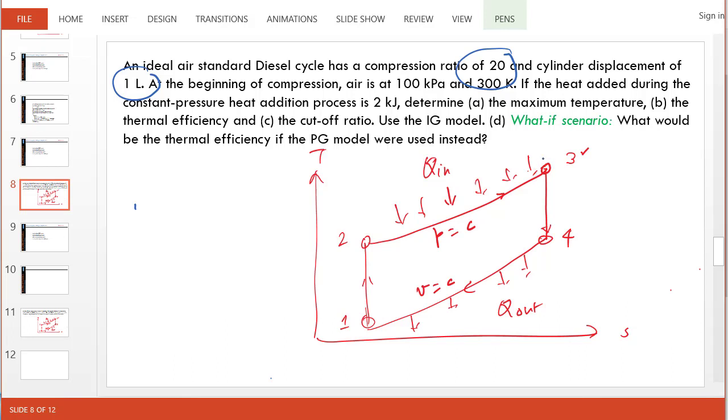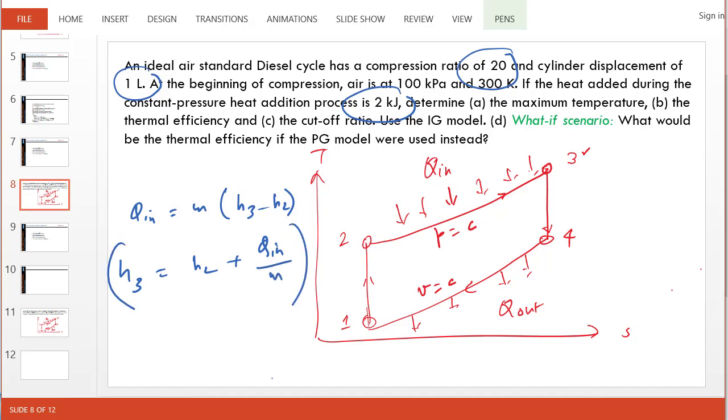So to find state 3, which is at the same pressure as state 2, we need one more condition that comes from the heat addition. Q in is given to us, so we can use the energy equation. Q in is m times (H3 minus H2), and so that will give us an equation for H3 as H2 plus Q in over m. That's what we are going to use in state 3.